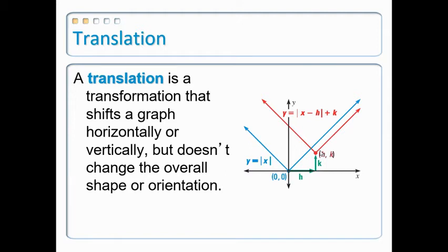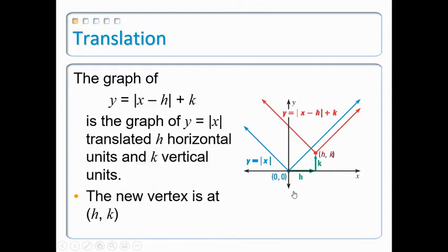A translation is a transformation that shifts a graph horizontally or vertically, but does not change the overall shape or orientation. Please notice that we have moved this from the origin over h and up k. So in the translation, h is for horizontal units and k is for vertical units. And so then the new vertex is at (h, k).